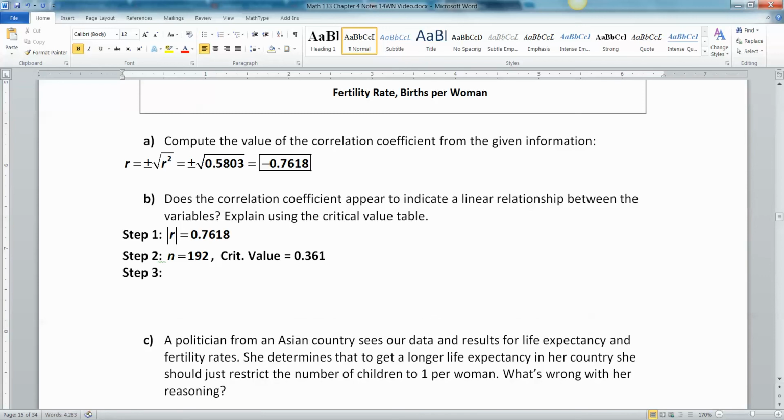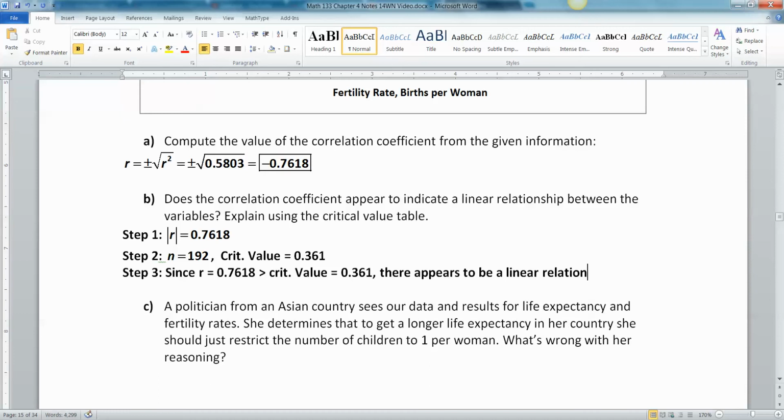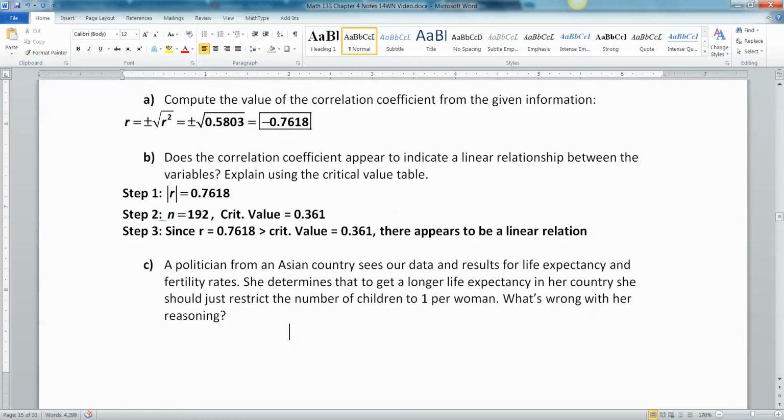And step 3, since R equals 0.7618 is greater than the crit value equal to 0.361, there appears to be a linear relation. Done.